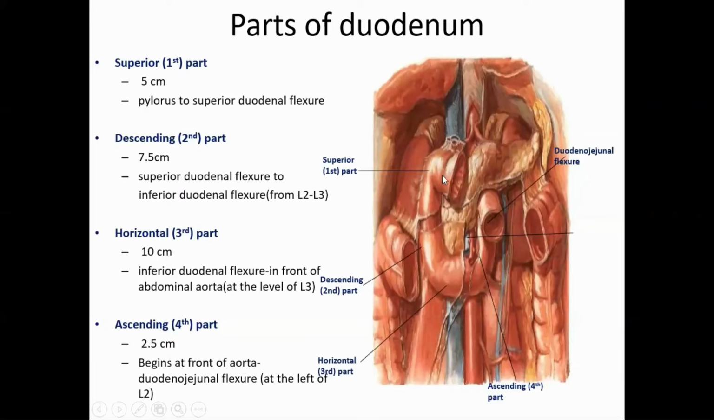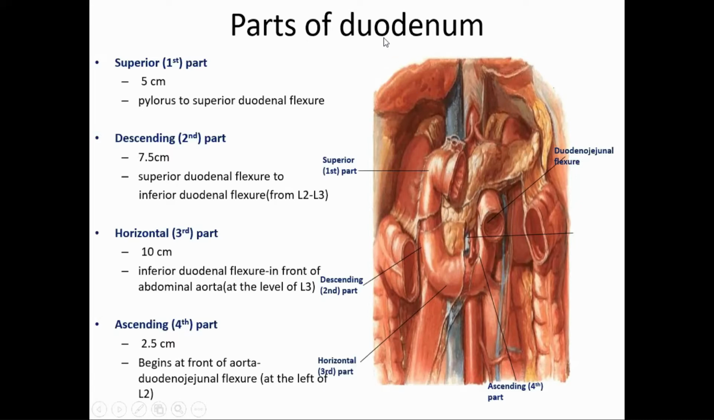Now what are the different parts of the duodenum? The duodenum is a fixed, retroperitoneal organ, the dilated part of the small intestine, 25 centimeters in length, extending from the pyloric orifice to the duodenojejunal flexure. It is derived from the Greek word dodecadactylus, which means the length of the duodenum is equal to the breadth of the 12 fingers, and the duodenum was described by Herophilus.